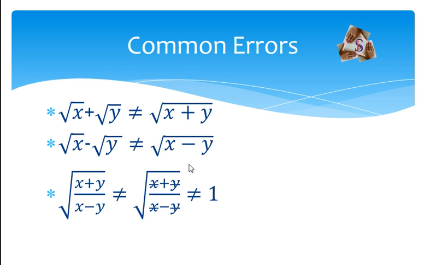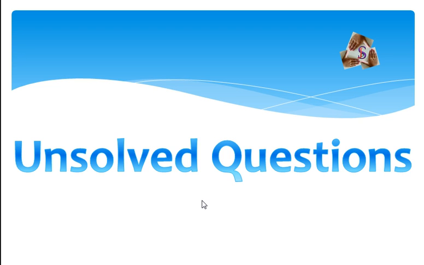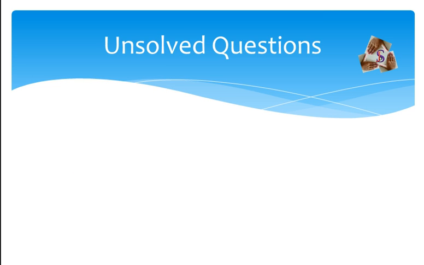Root of x plus y by x minus y. We cannot cancel the x and we cannot cancel the y here. We cannot do that with the numerator and denominator. And saying that to be equal to 1 is completely wrong. So we need to be very careful. Only with multiplication and division can cancellation in numerator and denominator happen. Moving on to our last section, that is the unsolved section, where a few questions have been given with answers.